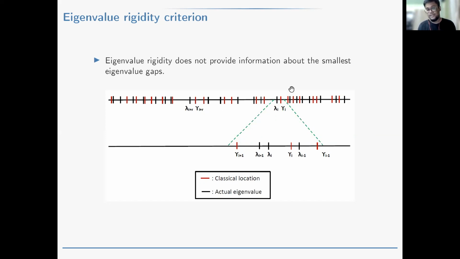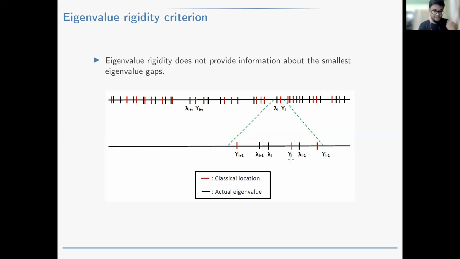However, if you zoom in and look at consecutive eigenvalue gaps, you may have a situation where the actual eigenvalues are much, much closer to each other than the classical eigenvalues. So even mesoscopic statistics of eigenvalues are not good enough. If you really want information about the closest gaps, then you need to look at microscopic statistics. We'll make use of eigenvalue rigidity when looking at eigenvalues that are far apart. But when we are looking at eigenvalues that are close to each other, like adjacent eigenvalues, then we need to go to microscopic statistics of eigenvalues of these random graphs.